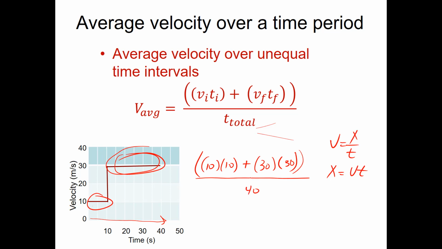And so when you type that in, you get 10 times 10 plus 30 times 30. You divide that by 40, and you get 25 meters per second average velocity. Once again, it's not going to cut down the middle if the increments aren't equal. If the time, this was 30 seconds that you did this for, and this was 10, that's not equal.